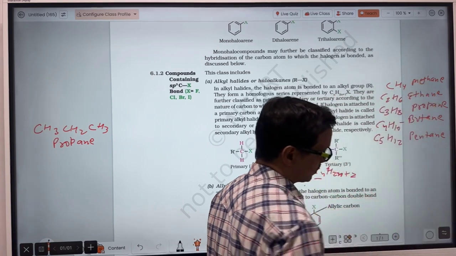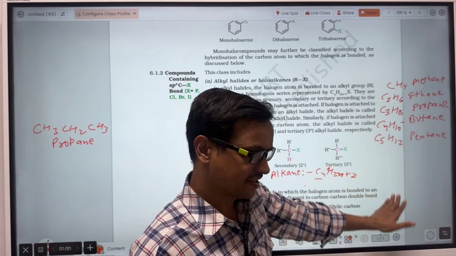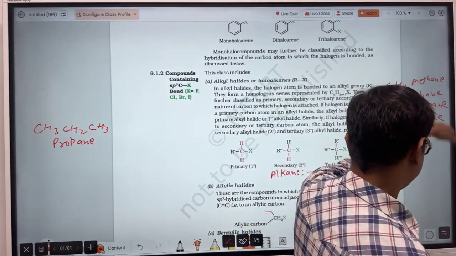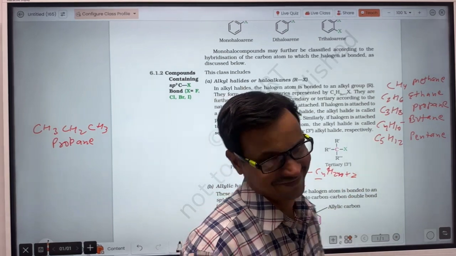Now I have put here the values of n as 5, 6, 7, 8 like that, and till decane you have to keep it in mind. So that's what I am writing.